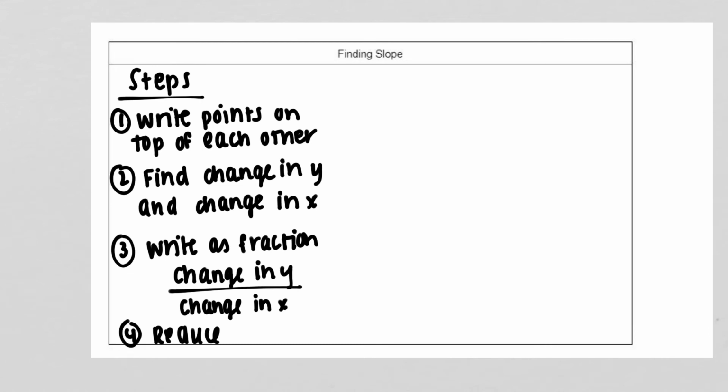First, you're going to write the points on top of each other if they're not already. You're then going to find the change in y and the change in x, so how you go from the top number to the bottom number. You're going to write that as a fraction, putting the change in y on the top and the change in x on the bottom. And finally, you're going to reduce that fraction. You're going to use the button above the 7 on your calculator to reduce.